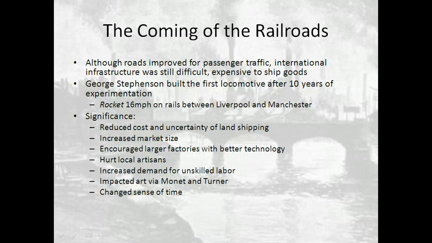All of a sudden we have all this abundance of energy, and that's going to lead to locomotion, also known as railroads. So, although roads improved for passenger traffic, international infrastructure was still difficult. That means there were not a lot of easy ways to transport goods. So this guy named George Stephenson built the very first locomotive after 10 years of experimentation, and it was called the Rocket. It traveled 16 miles per hour on rails between Liverpool and Manchester.